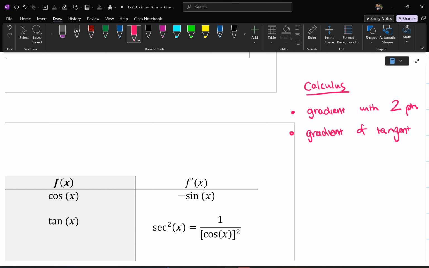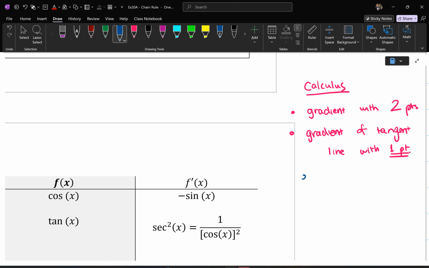Tangent line means that it is going to touch the curve once. So that means there's only 1 point. So it's the gradient of the tangent line with only 1 point. And that's the key. That's pretty much what calculus is. It's the study of the gradient of the tangent line at 1 point of any curve.